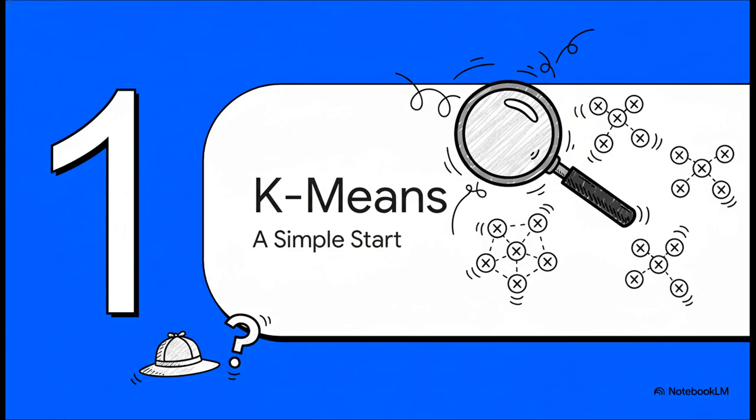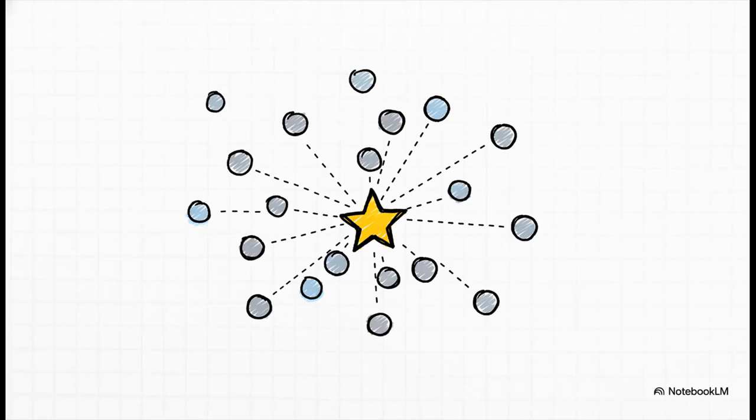Okay, so let's meet our first detective on the case, k-means. This one is super popular and for a really good reason. It's straightforward, it's fast, and honestly, it's usually the first thing people try when they need to find some groups in their data.